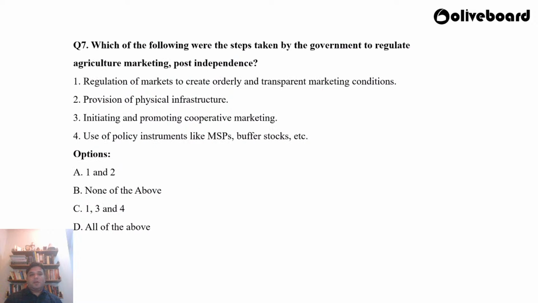Okay. So question number 7. Which of the following were the steps taken by the government to regulate agriculture marketing post independence? Statement 1. Regulation of markets to create orderly and transparent marketing conditions. Statement 2. Provision of physical infrastructure. Statement 3. Initiating and promoting cooperative marketing. Statement 4. Use of policy instruments like minimum support price, buffer stocks, etc. So, which of these are the steps taken by the government to regulate agriculture marketing post independence?